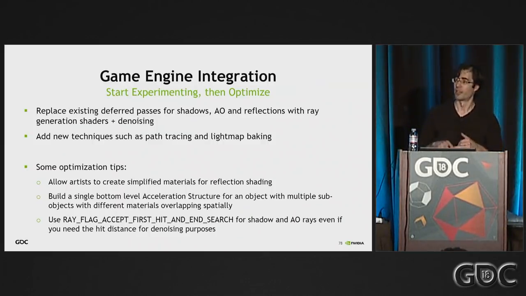But first, one approach that we mentioned in the talk with Epic earlier today: we use simplified materials for ray tracing hit shading in reflections. Second, just build one bottom level acceleration structure when you have an object that has a lot of materials interleaving in space. That's more efficient than building separate ones. We used to do that before, then we optimized it. And finally, for shadows and AO, you can use this flag. I'm not going to read it, but basically it returns the first hit, rather than finding the closest hit along the ray. That will not always get you the correct hit distance along the ray, but it's usually good enough in our experience for shadows and AO, and it's faster.